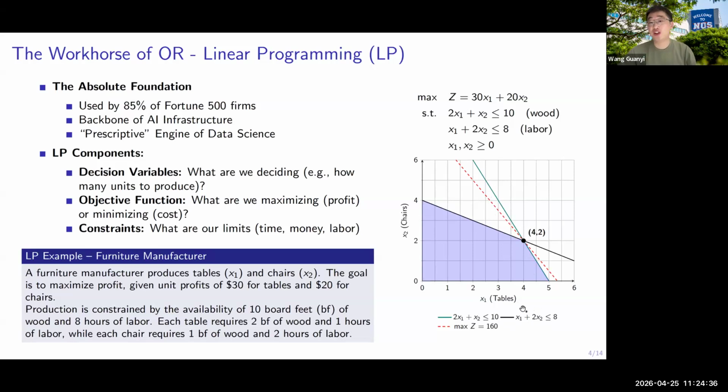Similarly, if we check all the legal points or feasible points for the second labor constraint, which is x1 plus 2 times x2 less than or equal to 8, we could realize that all the bottom part below this black line would be a legal point. Okay.